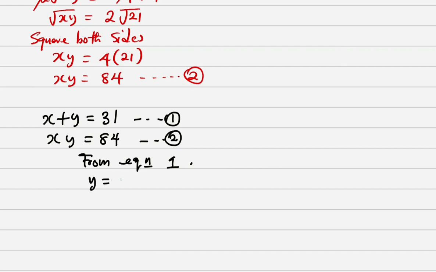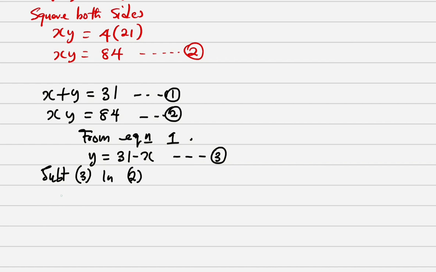So, from equation 1, let y be equal to 31 minus x. I just made y the subject of the formula. This one should be my equation 3. I will now substitute 3 in 2. Now this is what I'm going to have. I will have x into 31 minus x is equal to 84. So this is 31x minus x squared is equal to 84.